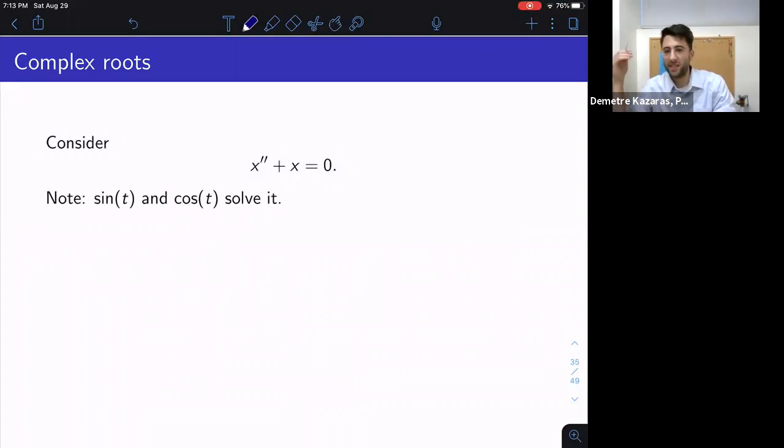Let's approach the situation where you get complex roots. Well, I'll explain here. Let's take a look at this equation. Another way of writing this would be like that. We already saw this equation. It's like x double prime is equal to minus x. That equation is for undamped oscillating motion, where you have no gravity, and you get this oscillating behavior forever. So we had sine and cosine solutions to this equation.